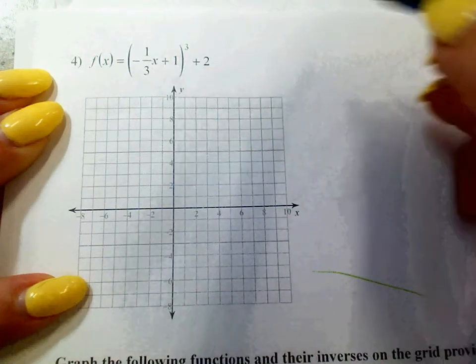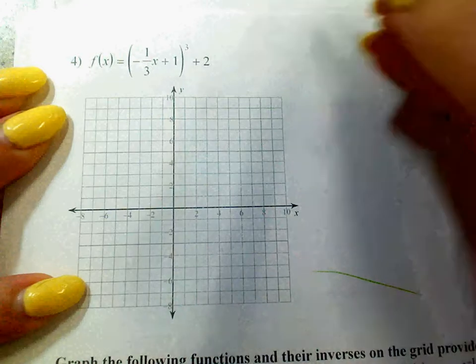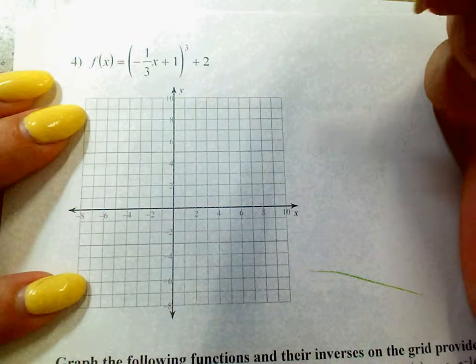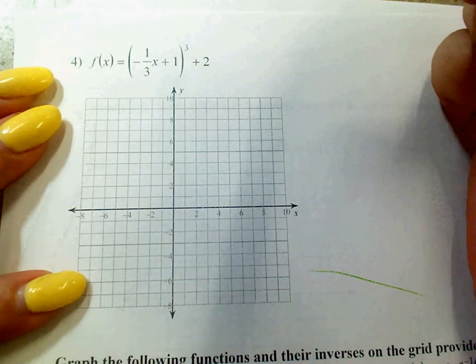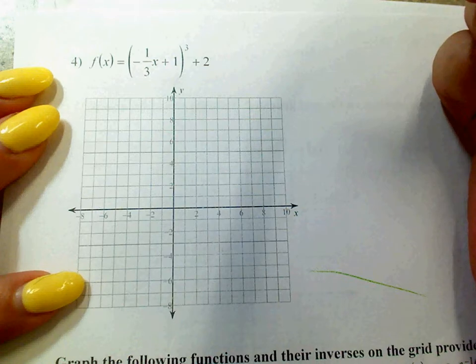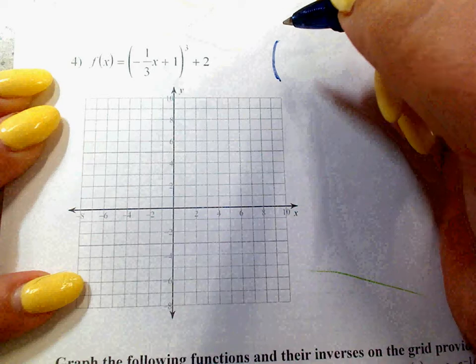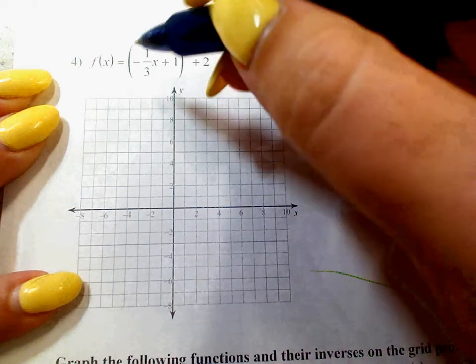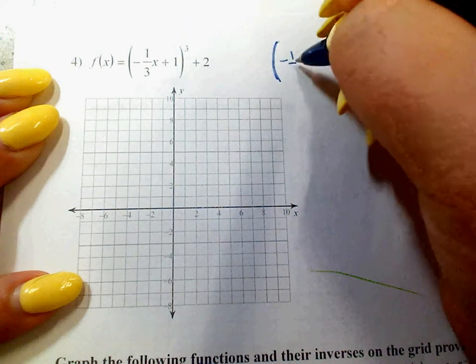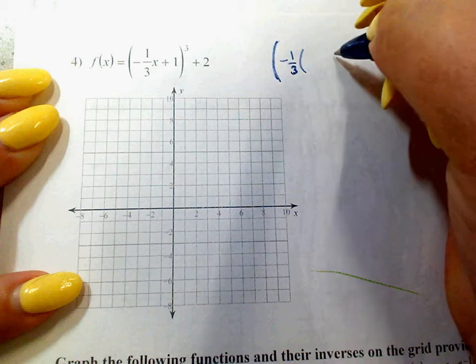So on number 4, we're supposed to graph this cubic function. So the first thing I'm going to do is determine my transformations. And okay, the first thing I need to do is separate the horizontal stretch or compression from the horizontal shift. So I'm going to factor out a negative 1/3 from the interior.